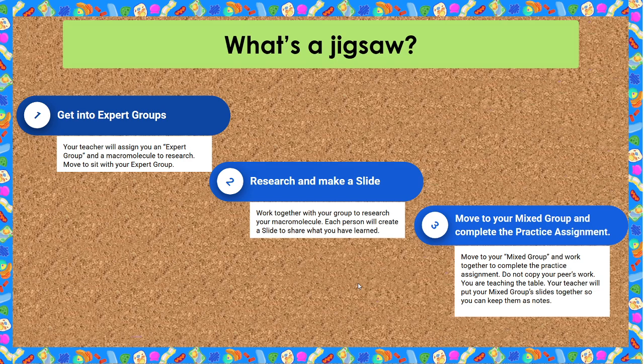You're going to research and make a slide. You're going to work together with your group to research and make a macromolecule slide. And each person in that expert group will need to make a slide and basically share what you've learned. And then once you've become an expert in that one macromolecule, you'll then go into a mixed group. And that mixed group will have one representative from each macromolecule. And then you're going to share with each other what you've learned from your macromolecule.